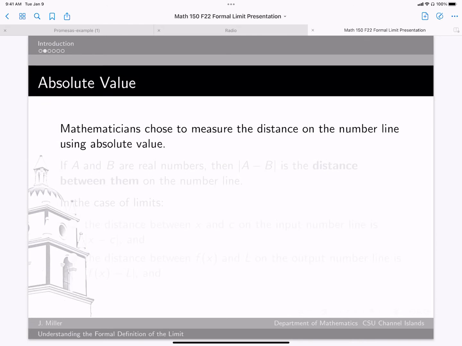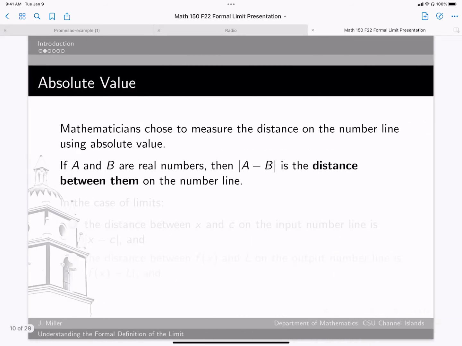Mathematicians chose to measure the distance on the number line using the absolute value function. Specifically, if a and b are real numbers, then the absolute value of a minus b is the distance between them on the number line. So think about the numbers 1 and 2. The absolute value of 1 minus 2 is 1. That's the distance between those two numbers. And it doesn't matter what order you do the numbers in. The absolute value of 1 minus 2 is the absolute value of 2 minus 1, and they both equal 1. So the absolute value gives us a way to talk about the distance between things.